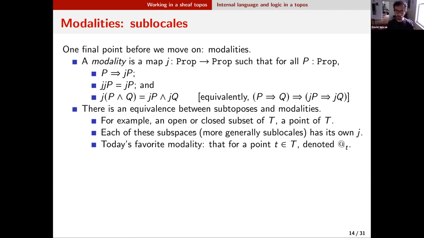So every subspace has its own J. And for today, the subspace that we'll be most interested in are those for a point.